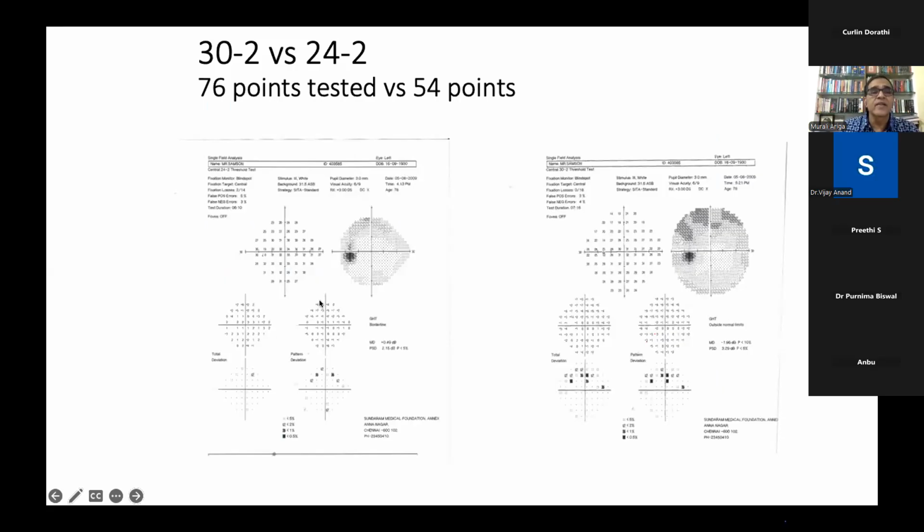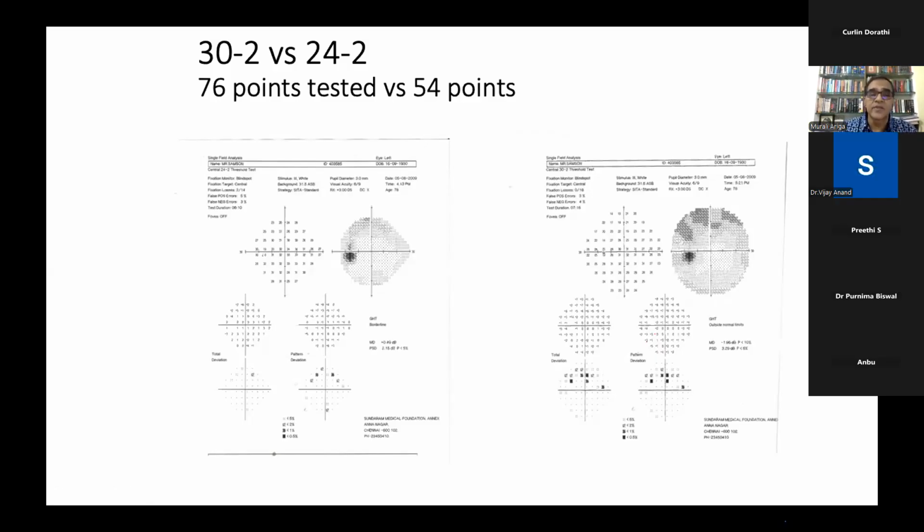The edge points of a 24-2 are actually important. Do not ignore edge points on the 24-2. This is an example of a field in which the GHT is borderline, everything looks okay, but the pattern deviation is showing spots and scotoma-like dots in the periphery. So don't ignore this. When you have a doubt about such a field defect, even though it looks borderline, do a 30-2. The same patient shows you an outside normal limits GHT, and a scotoma-like picture emerges when you do a 30-2. So do not ignore edge points on a 24-2. It is important to look at the edge points also.